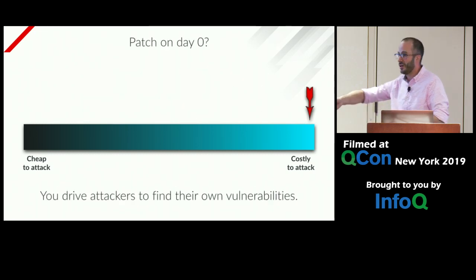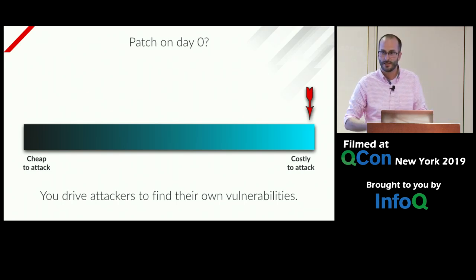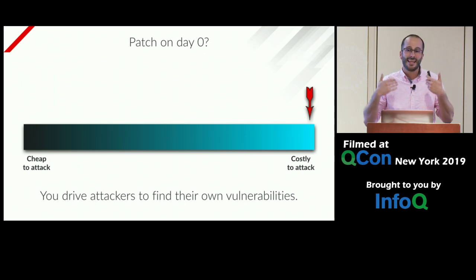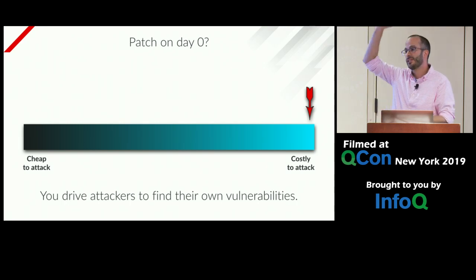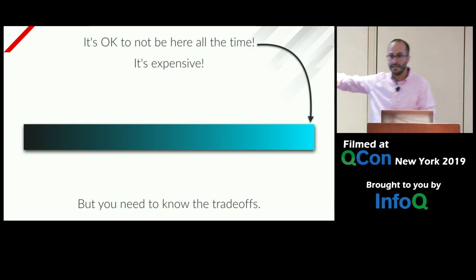Or you could patch on day 0. As soon as the vulnerability and the subsequent patch are announced, you apply all those patches, and then you make it extremely painful and expensive for an attacker to attack you. They have to find their own vulnerabilities. They have to find their own 0 days. That is a position that not many attackers can be in. That's a level of extreme sophistication that attackers need to be in. But it's okay to not be there because it's really expensive.